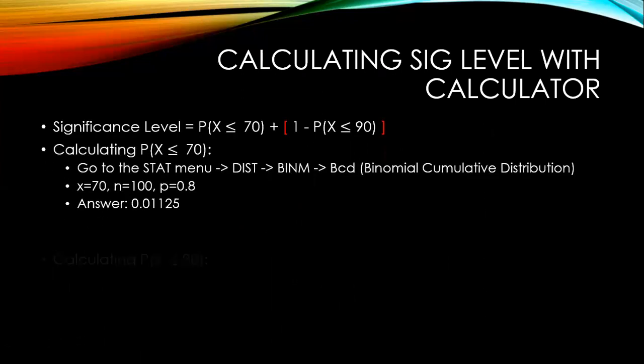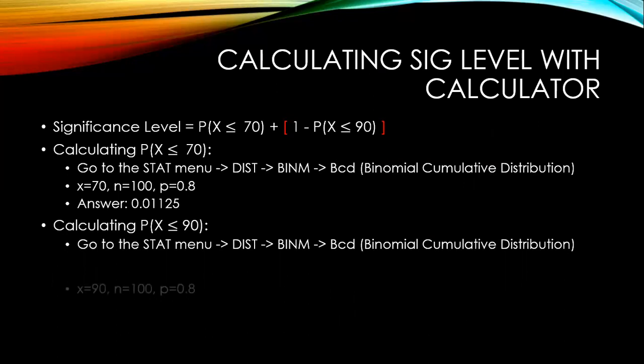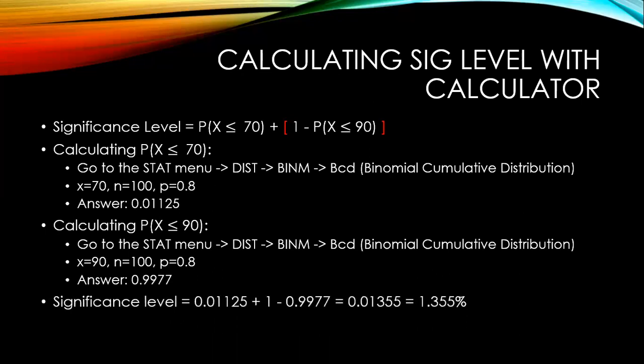Okay, so we just did this calculation here. To calculate the probability that we get 90 or less successes, again, same thing: distribution, binomial CD. Now our x value becomes 90. So remember, that x value in your BCD function is the maximum possible number of successes, okay? And if you do that, you get an answer of 0.9977, so 99.77%. So the significance level for this test is 0.01125 plus 1 take away 0.9977, using this formula up here we got, okay?